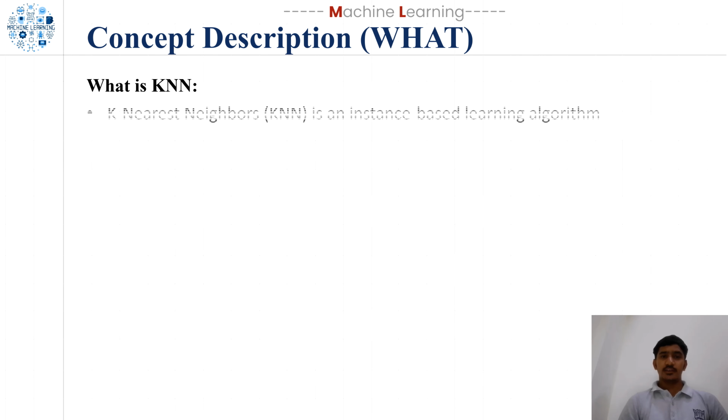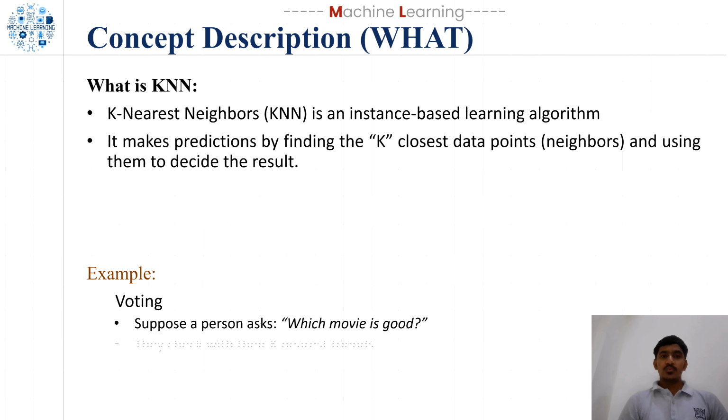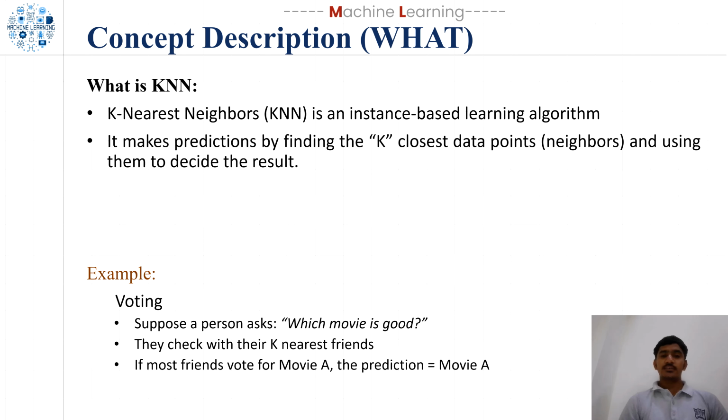Now, what is KNN? KNN stands for K nearest neighbors. It is an instance-based learning algorithm. It means it doesn't create a separate model during training. It simply stores the dataset. When a new data point arrives, it looks at the K nearest neighbors and decides based on them. A real life example: suppose you want a movie suggestion. You ask your K closest friends. If most of them say movie A, you probably choose movie A. That's exactly how KNN makes predictions, by counting the votes.